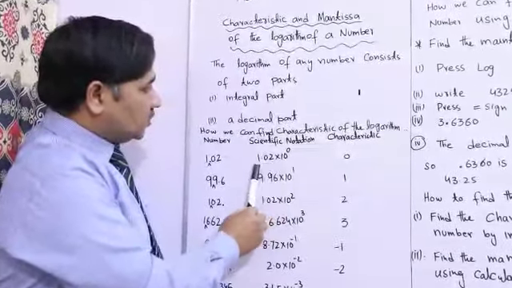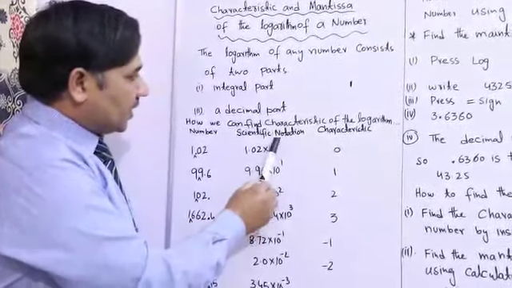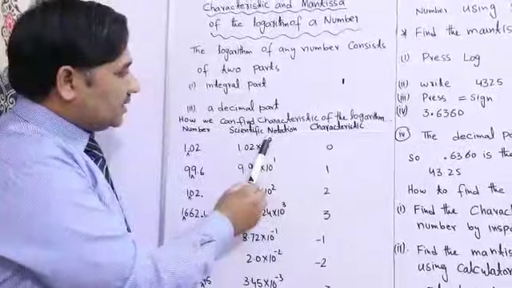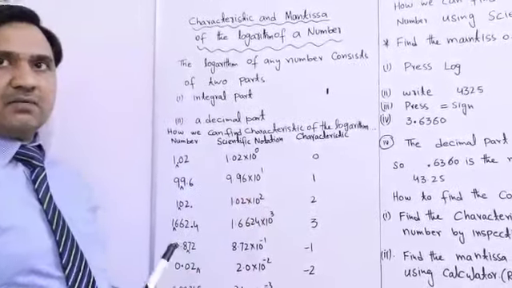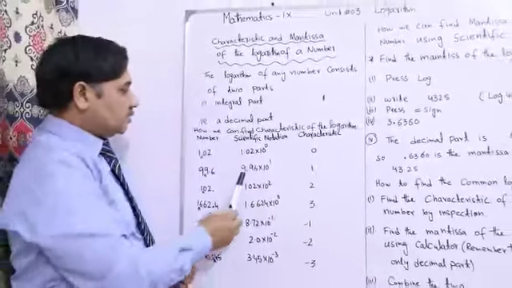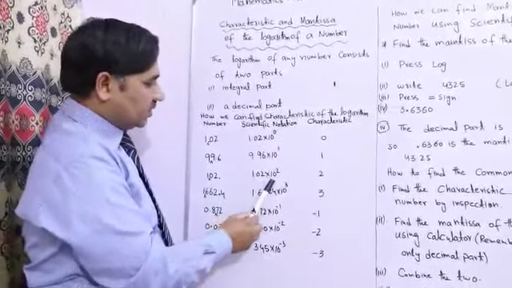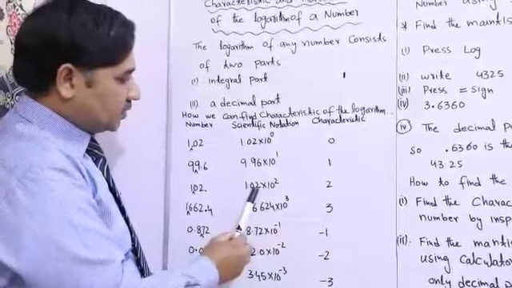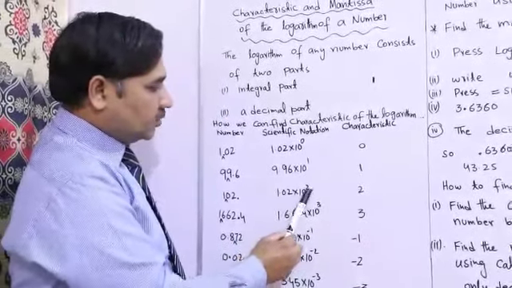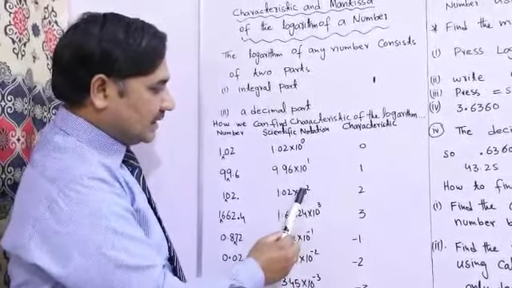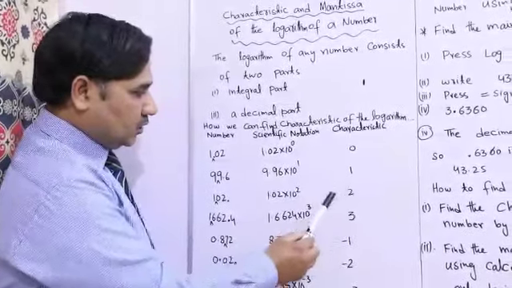If we write this in scientific notation, it is something multiplied by 10 raised to power n. Here this power will be the characteristic of the number. So if we write this in scientific notation, it is 1.02 multiplied by 10 raised to power 2. So this characteristic will be 2.